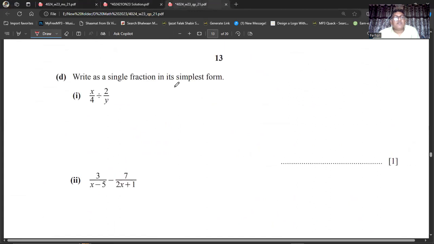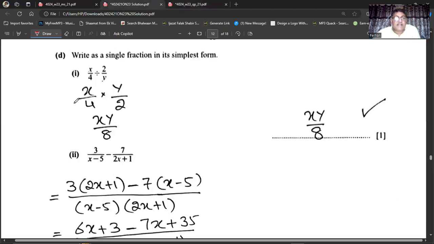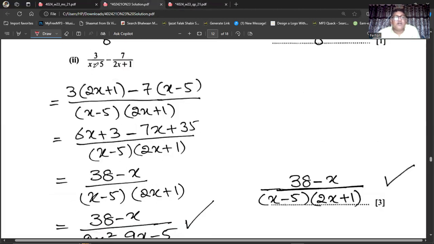Then we have question number 7D and its second part. Here we have two fractions which are subtracting, and these are algebraic fractions, and their denominators are different. So I will take their LCM. Both of these denominators will come in the LCM. So this will multiply with the numerator here. Then we have minus and then 7, and this will multiply here.